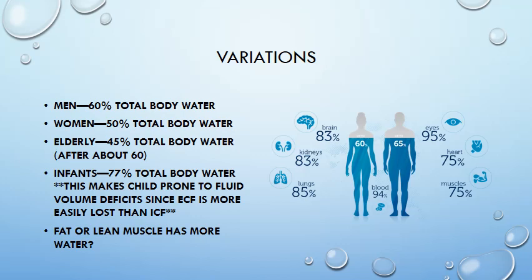And then a question to think about here, and we'll talk more about this in class. I'll pose this question to you, but think about this. Fat or lean muscle, which one of those contains more water? And in thinking about that, think about this. What do we know about men and women and our makeup of fat and lean muscle? And how would that affect the composition of water in our body? So we'll discuss this more in class, but think about that question.